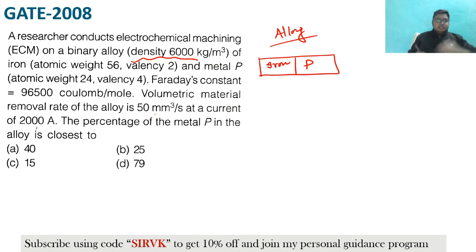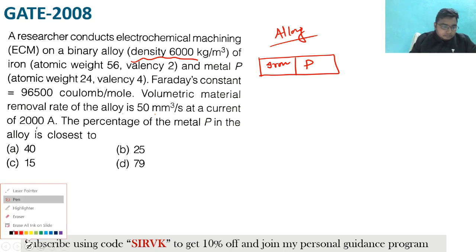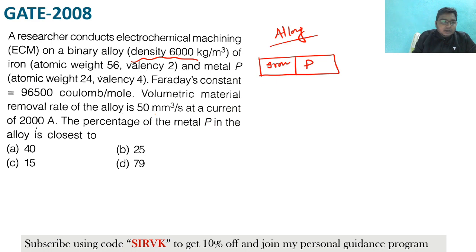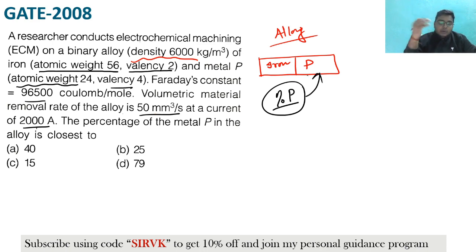Fine. Now see here, in this the atomic weight of the iron is given as 56, valence is given as 2, and the metal P atomic weight is 24 and valence is given as 4. Faraday's constant is 96500, that is known to us, no problem. MRR is given 50 mm cube per second, clear. What is the current? Current is given as 2000 ampere. Percentage of metal P in the alloy is closest to, so you need to find the percentage of P in this alloy. Clear, how will you find what percentage of P is there in this alloy?